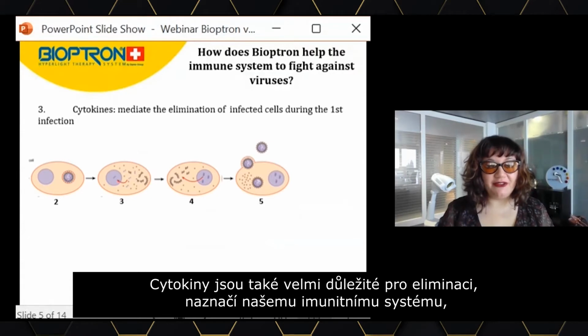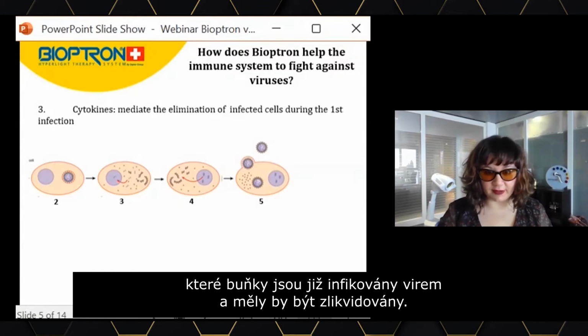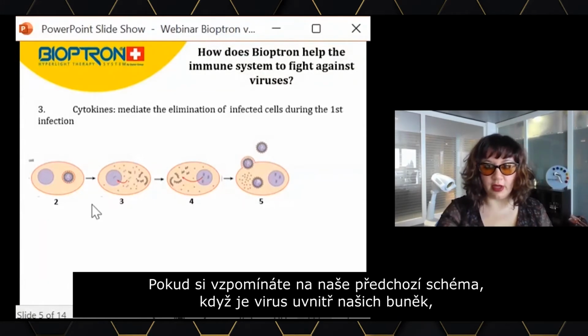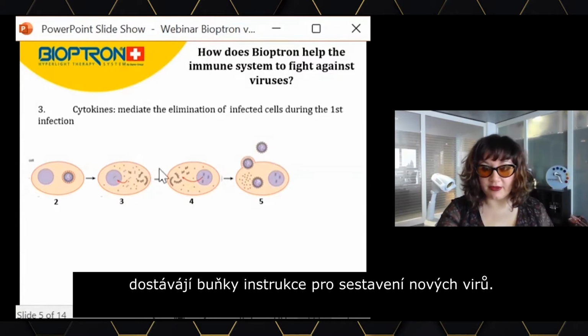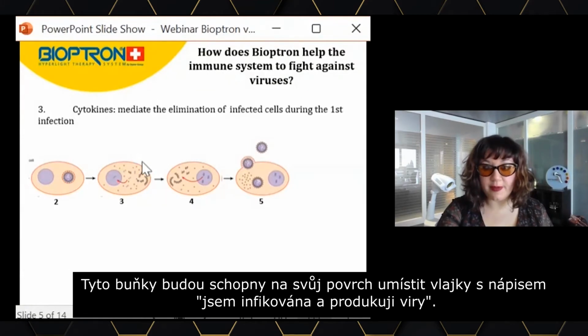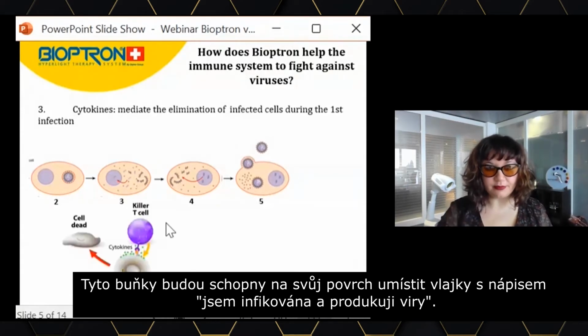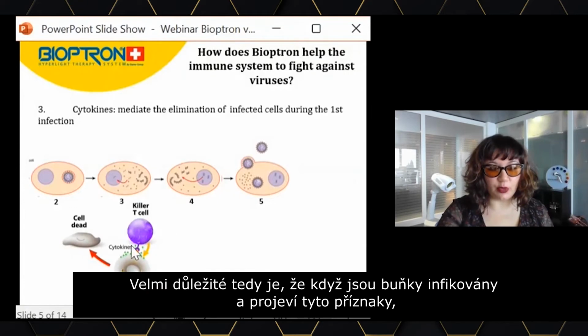Also, the cytokines are very important to indicate to our immune system which cells are already infected by the virus and should be eliminated. If you remember from our previous scheme, when the virus is inside our cells, they will have these assembly instructions to create new viruses. These cells will be able to put flags on their surface saying, I am infected. I am producing viruses.